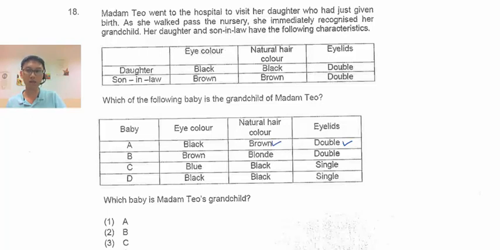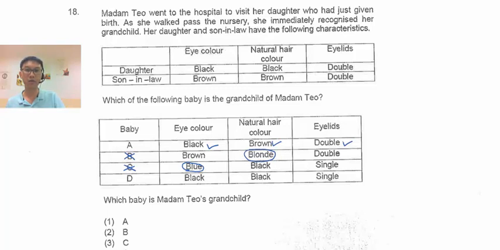So it seems like this has all three characteristics from either one of the parents. Let's look at baby B. Brown, from most likely the son-in-law. Blonde. Does any of the parents have blonde hair? No, so this is out. Let's look at the next one. C. Eye color blue. Does any of the parents have blue eye color? Nope. So definitely this is not the child.